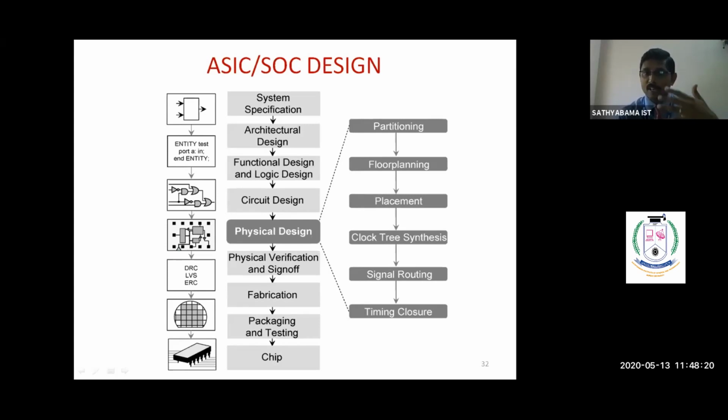Then after completing this, we go for physical verification. That means we do DRC, LVS, and so on. Then finally we fabricate the IC. After fabrication we do testing. Then after testing we do packaging of the chip. Finally the chip is released. So this is the complete ASIC design flow, or the complete physical design flow.